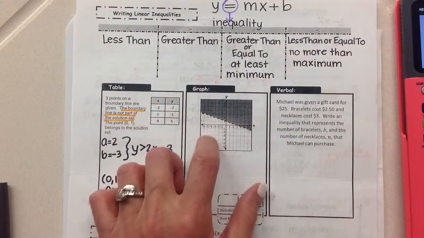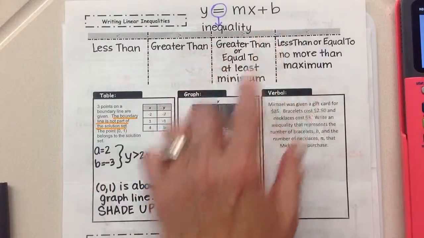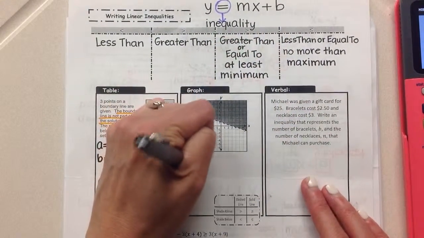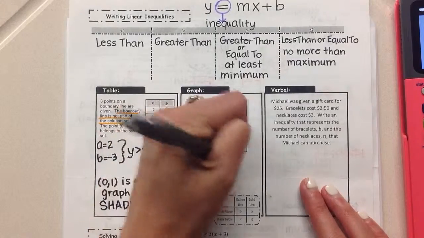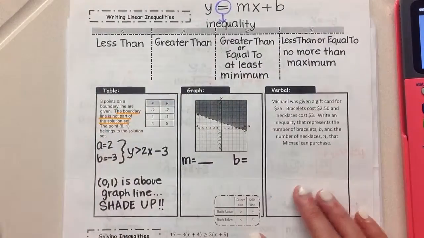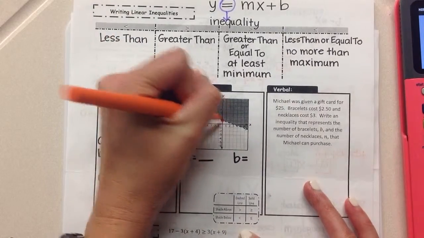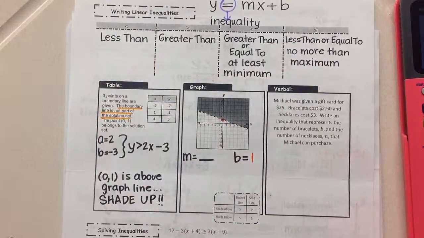Now they've actually given us a picture, so we're going to write it in y equals mx plus b format. So I need a slope, and I also need a y-intercept. Okay, well the y-intercept is pretty easy to see because where does it cross the y-axis? It crosses it at 1. And then I need to look at my slope.